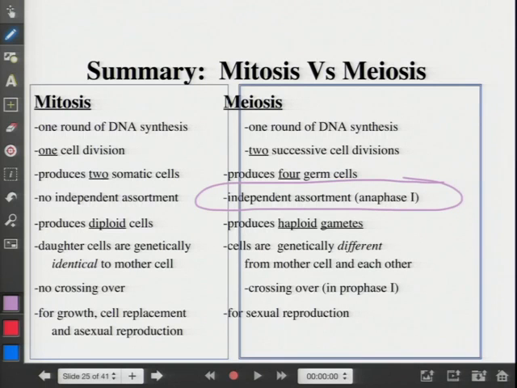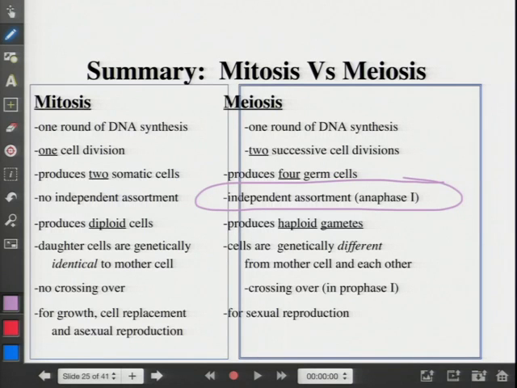Independent assortment is essentially what I was saying about pulling apart of homologous chromosomes, right? And it's random whether all the blues go one way, all the reds, half the blues, half the reds, which half of the reds, which half of the blues, okay? And so a gene on chromosome 1 that you got from grandma and a gene on chromosome 11 that you got from grandma don't have to go together, right? They can go together or they can come apart. Grandma and grandpa can come together, grandma and grandma, grandpa and grandpa. They call that independent assortment of different genes.